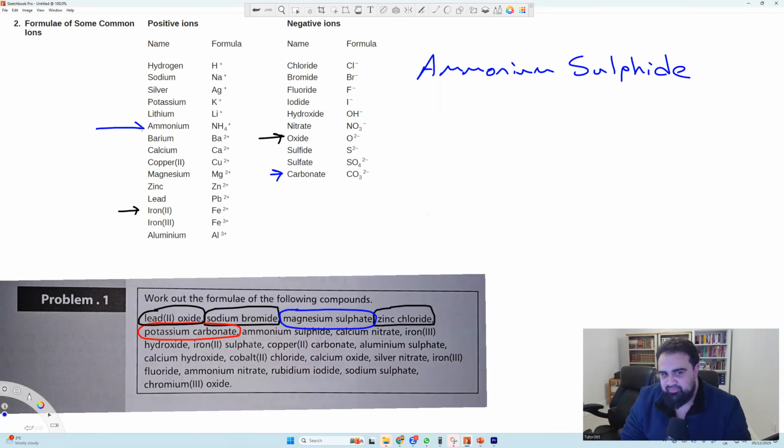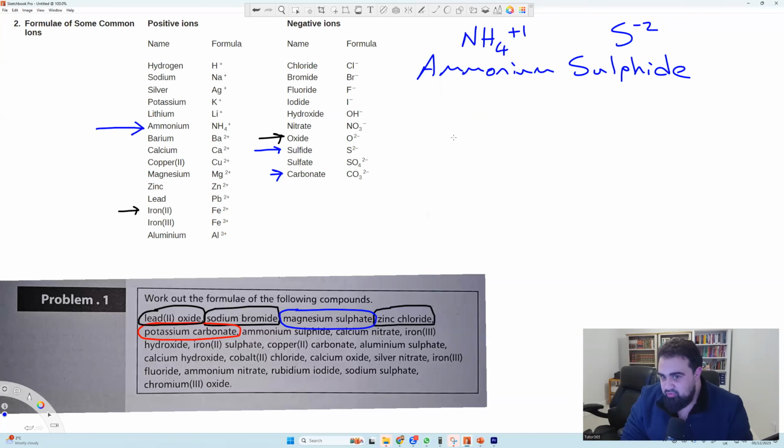Ammonium is here. Do you add one more? Well, hold on. Let's take it in steps. Ammonium has a +1 charge, and sulfide is a -2 charge. So how are we going to do this? You add one more ammonium to balance out the sulfide. Exactly. So we need 2 ammoniums.